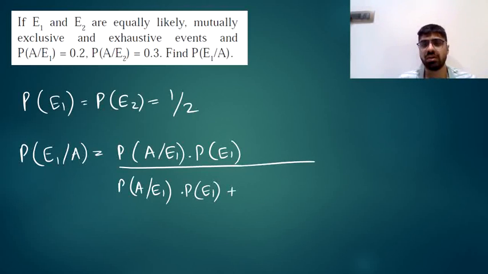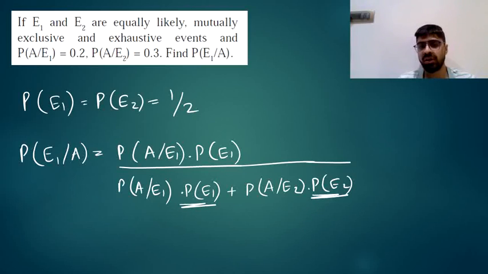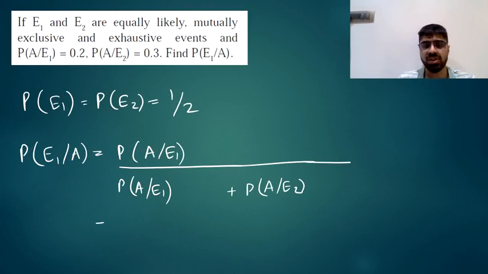Similarly, the other part, P of A intersection E2, will be written as P of A given E2 into P of E2. Now P of E1 and P of E2 are all equal to half. Take that half common from the denominator, cancel it with the half in the numerator. So all these terms are going to vanish. And you finally have three terms left with you.